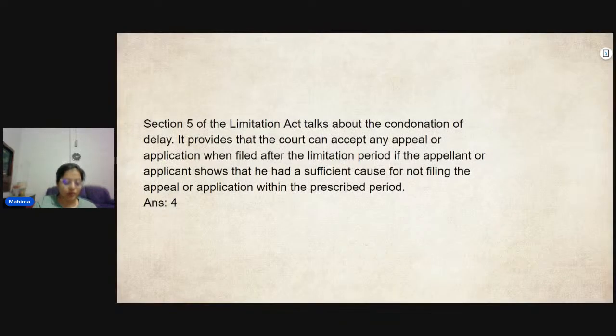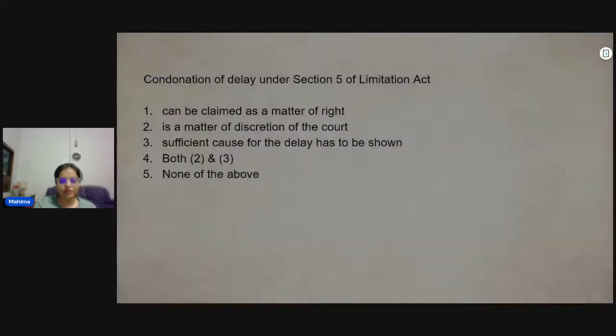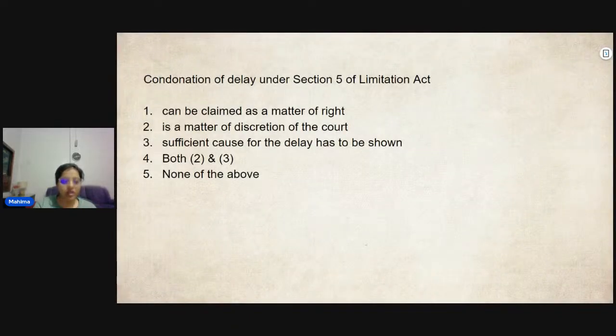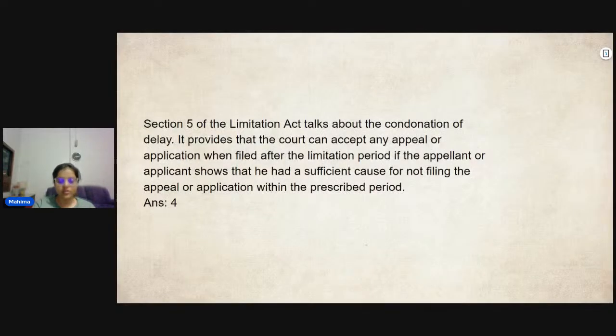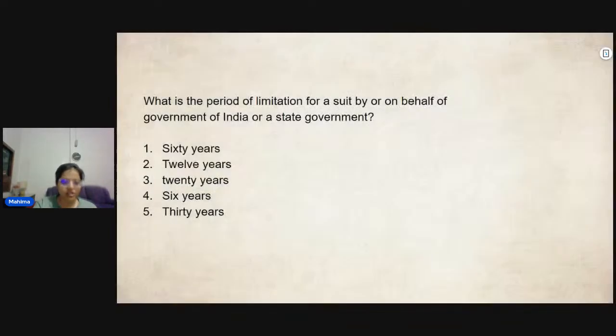Everyone is saying option number 3. Only Divya, Kunj, and Pritika answered option number 4, which is both 2 and 3. It is a matter of the discretion of the court. Obviously, condonation of delay, granting the limitation of time under Section 5, is a matter of discretion, and sufficient cause has to be shown. Sufficient cause के लिए बहुत सारे interpretations भी हैं under the Indian Limitation Act.